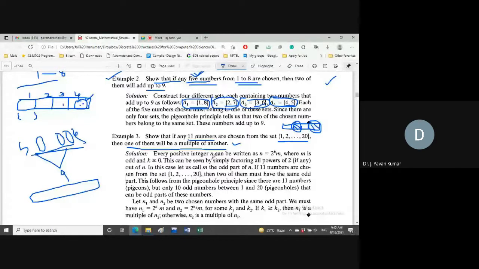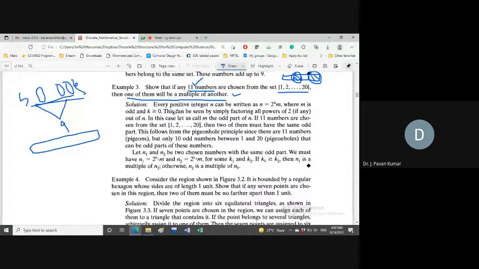Did you understand the question now? From 1 to 20 we will be picking 11 numbers. Our requirement is that one of them will be a multiple of another. This is what we have to prove. Out of these 11 numbers, whatever numbers you choose, one will be a multiple of another one. Now consider that every positive integer can be written as n equals 2 power k into m.